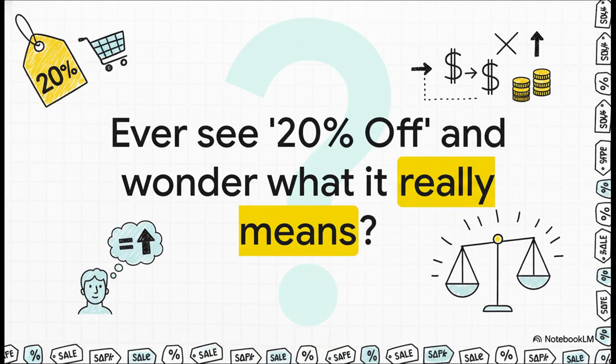Oh yeah, you know the feeling. You're in a store, you see that big 20% off sign, and your brain just short circuits for a second, right? You're doing that fuzzy math, trying to figure out, is this actually a good deal? What's the real number here? Well, think of percentages as a language. And by the end of this little explainer, trust me, you're going to be fluent.